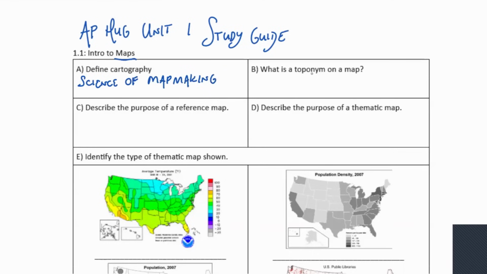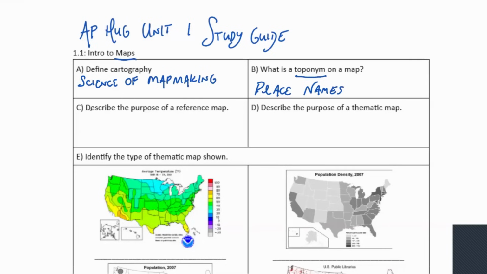Now, on a map, we have something called toponyms. What are those? Those are just place names. So the United States is a toponym. Florida is a toponym. Minnesota, Washington, D.C., North America, Earth, those are all toponyms.